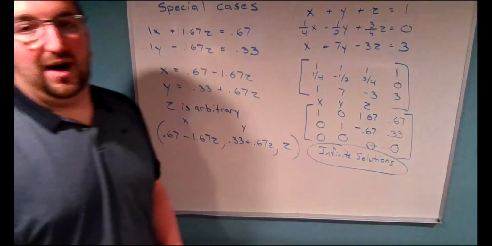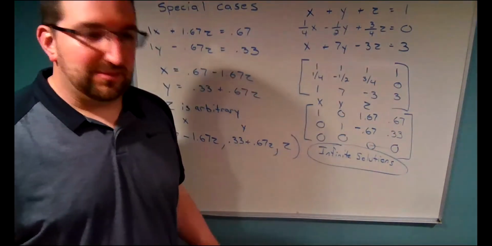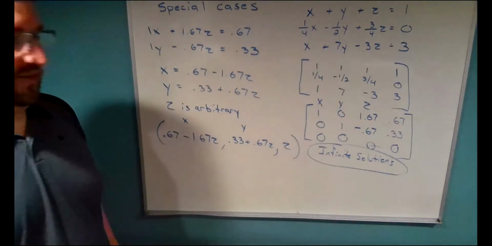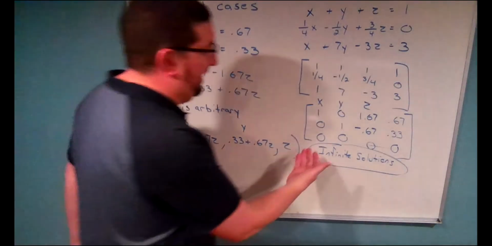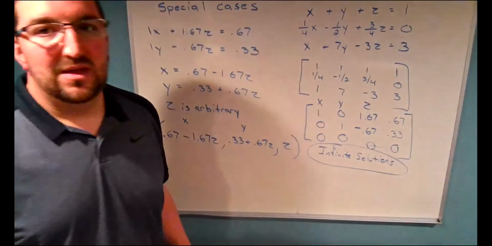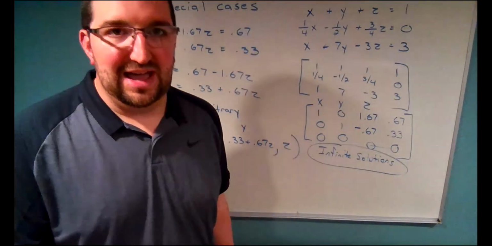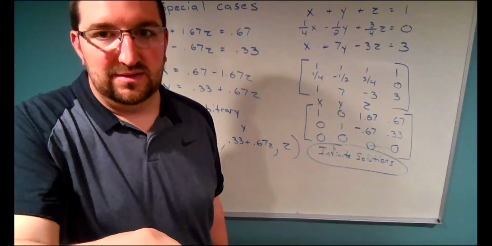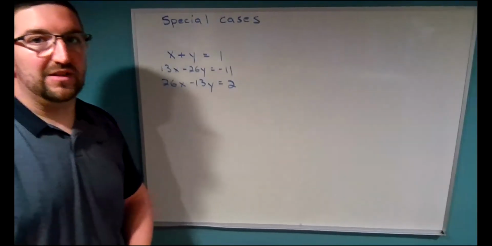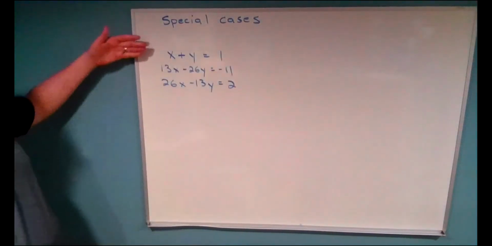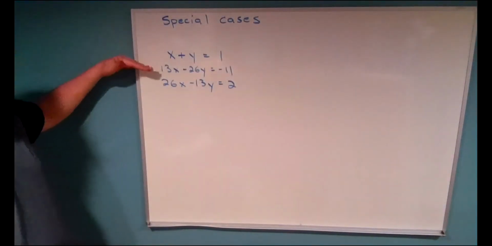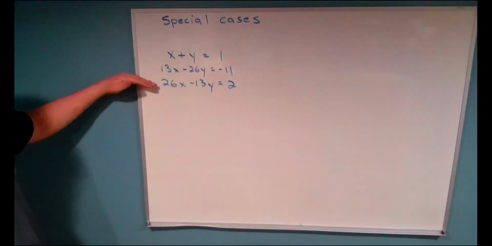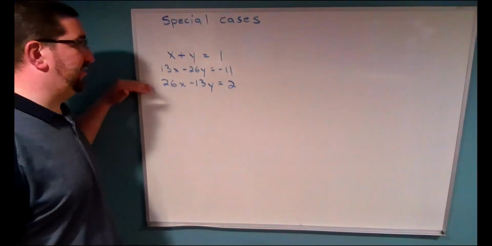Okay? Our next problem and our last problem, I'm going to show you what would happen. There is another special case where you have zeros all across the bottom, but there actually is not infinite solutions to that. Okay, in our last system, we have x plus y equals 1, 13x minus 26y equals negative 11, and 26x minus 13y equals 2.